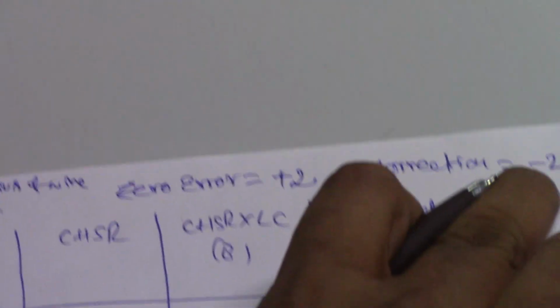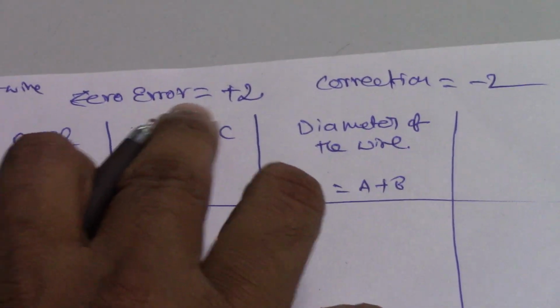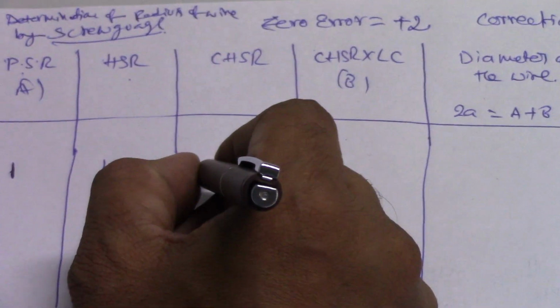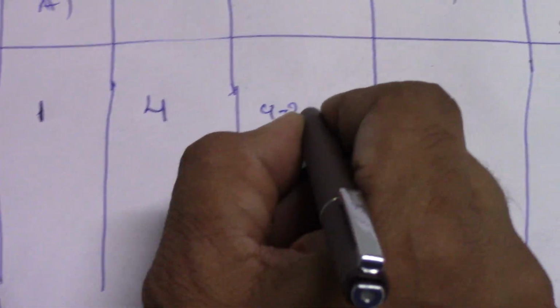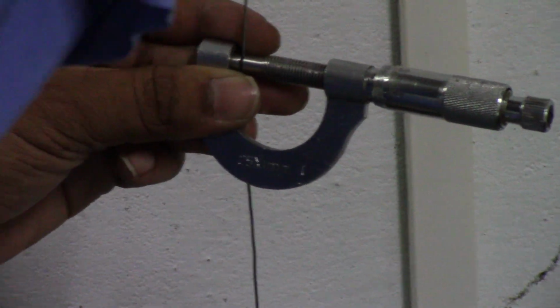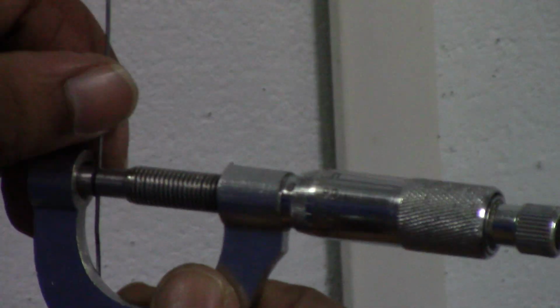What is CHSR? CHSR is nothing but the corrected head scale reading. We have a correction of -2. We got a positive error of +2, so the correction is -2. So CHSR is 4 minus 2, that is equal to 2. Right. Next, note down another reading. Here I am selecting another place on the wire. Previously I took the reading in this region. Now I am going to take the reading in this region. Okay. Now let us make 1 or 2 ticks.